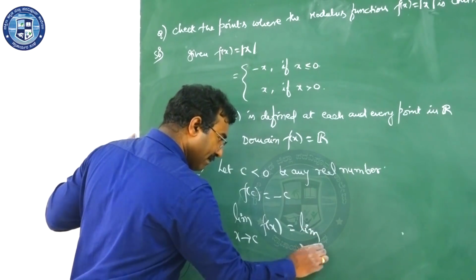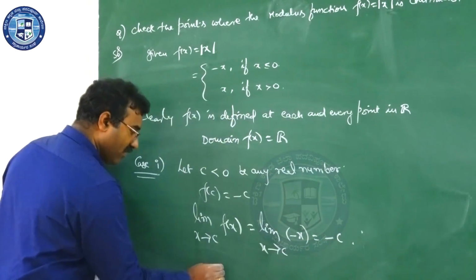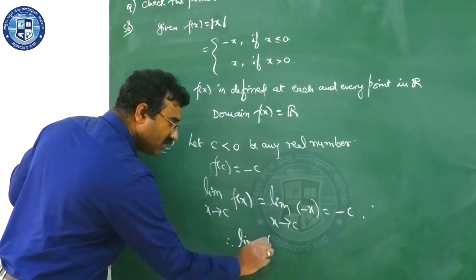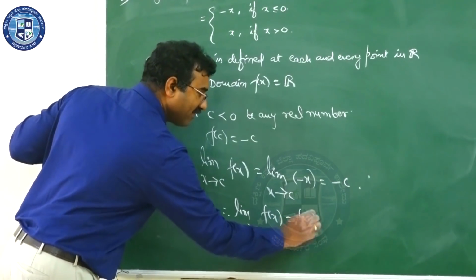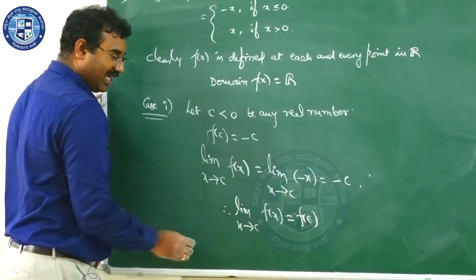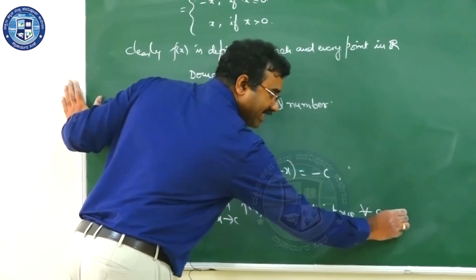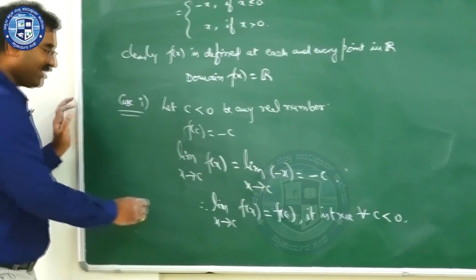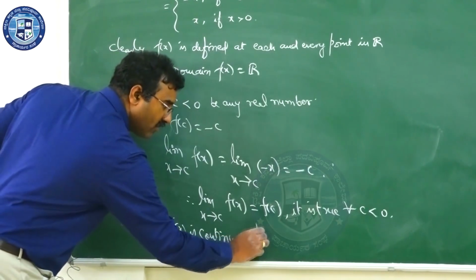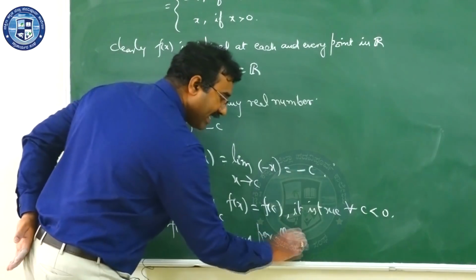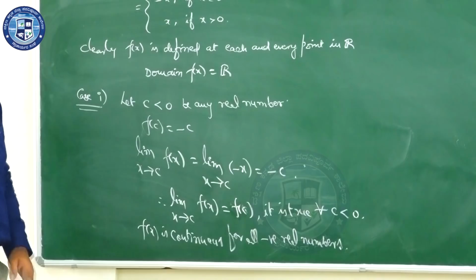So limit as x tends to c of minus x, so you are getting minus c. Therefore, limit as x tends to c of f(x) is equal to minus c, which is equal to f of c, right? So limiting value and function value are equal. It is true for all c less than 0. That means what I can conclude now, f(x) is continuous for all negative real numbers. Okay? f(x) is continuous for all negative real numbers.